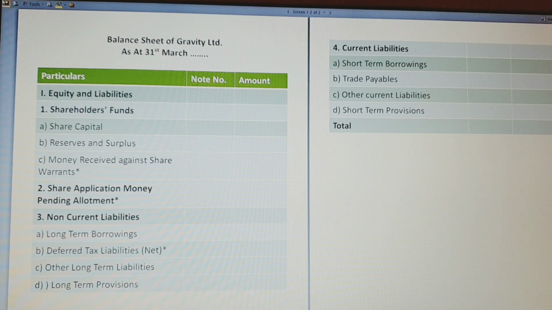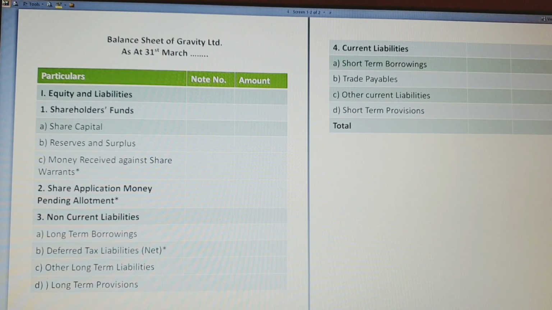So share application money pending allotment, meaning you have received it from your prospective shareholders and you are still to allot them shares, will be put under point number 2. That is also a main heading there. Point 3 is non-current liabilities.